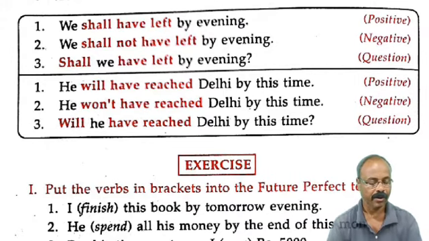Second, he will have reached Delhi by this time. This is a positive sentence. He won't have reached Delhi by this time. This is a negative sentence. Will he have reached Delhi by this time? It's a question. So students, let us solve the exercises as well.